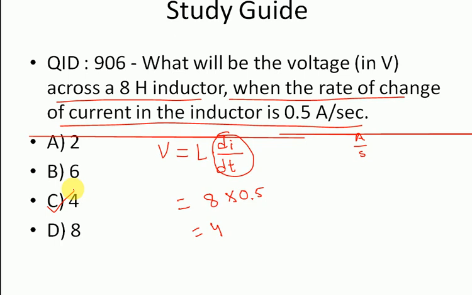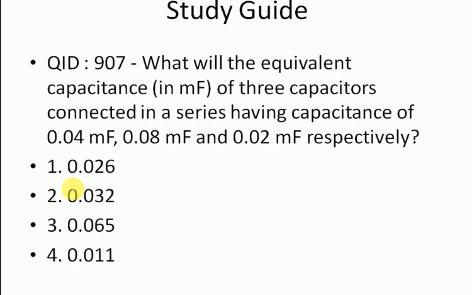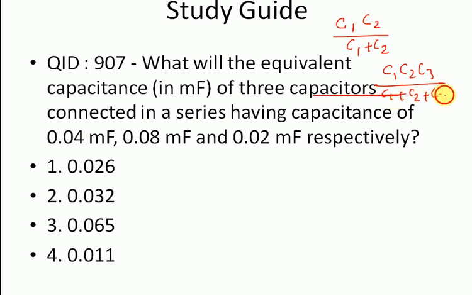Now next question: what is the equivalent capacitance of 3 capacitors connected in series? If the capacitors are connected in series, the formula is C1 C2 by C1 plus C2. Don't make the mistake of writing a formula like C1 C2 C3 by C1 plus C2 plus C3. This formula never exists.